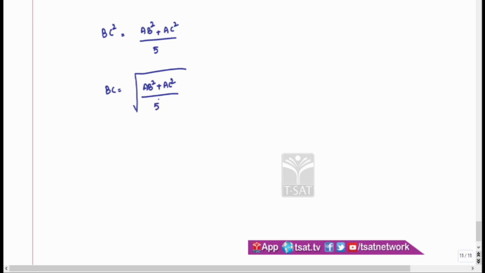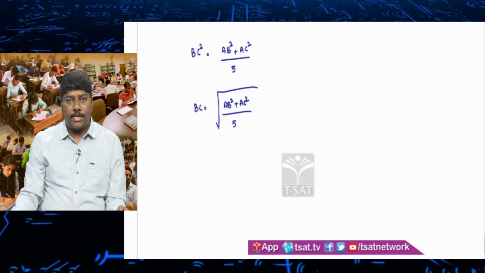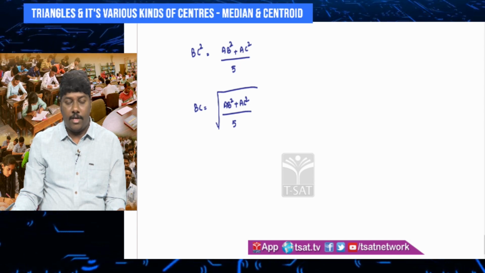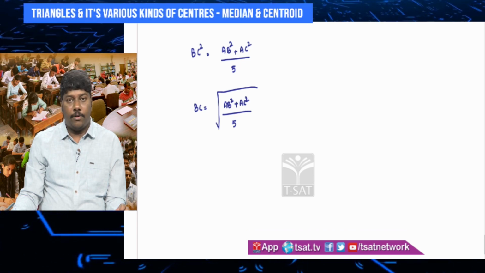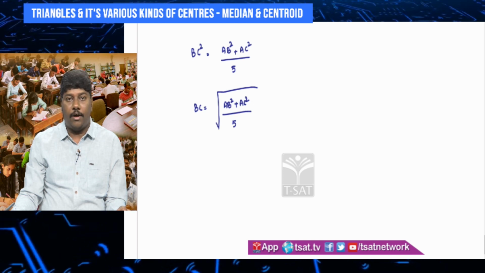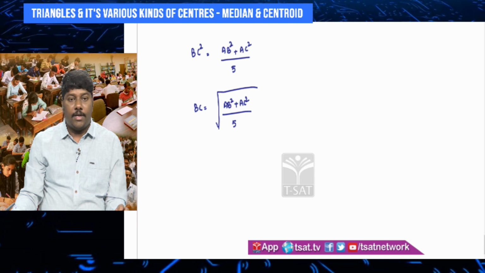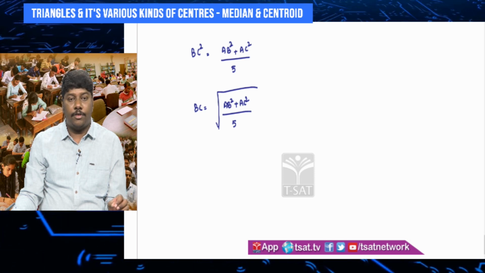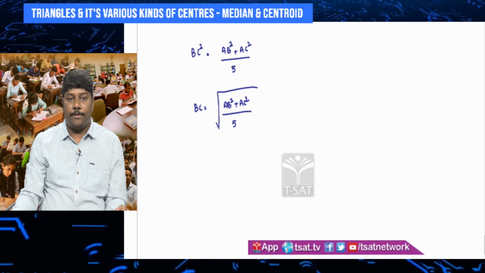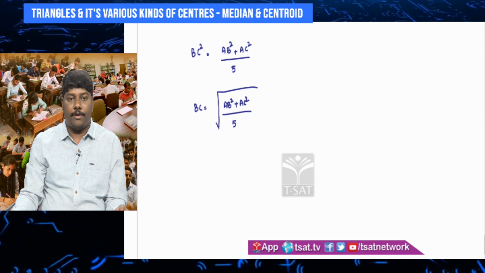So, when medians are perpendicular to each other, this derivation will be most helpful to you. When medians corresponding to two sides are given, in order to find the length of the third side, remember that the third side equals the square root of the sum of squares of the other two sides divided by 5. Here the other two sides corresponding to the medians given are AB and AC. So, BC is equal to under root of (AB square plus AC square) by 5.